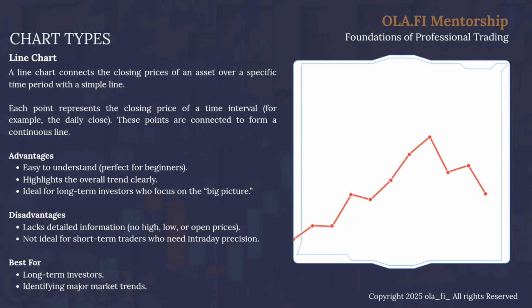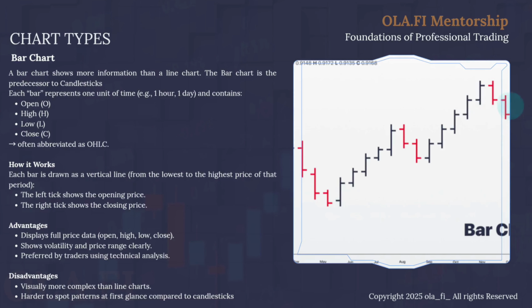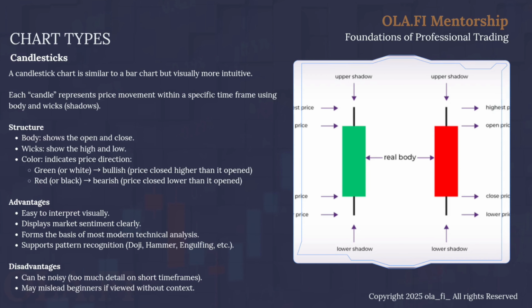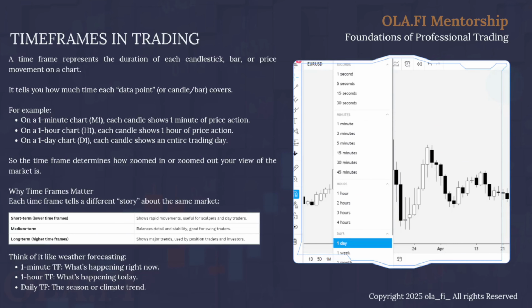We also touched on the types of charts. We have the line chart, we have the bar chart, and we have the candlestick. And remember, I said on the candlestick and the bar chart, there is the open, the high, the low, and the close, commonly abbreviated as OHLC. So that's it for today's lecture.